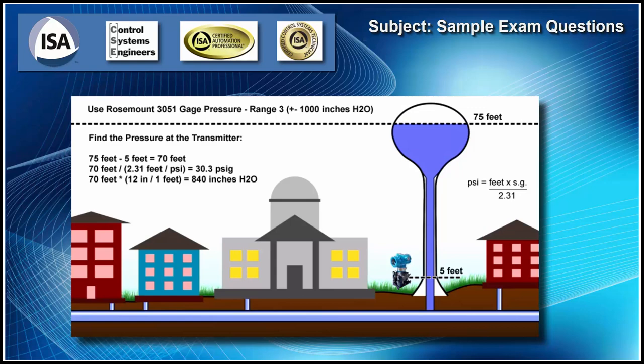Well, they probably won't ask this, but if they say what kind of transmitter would you use on it, it depends on what they're asking. But if we were using a Rosemount 3051, we'd use a gauge pressure transmitter. And if they were asking what size it would be, you would have to pick a range that has at least 840 inches of H2O. So like with a Rosemount, a range 3 would have plus or minus 1,000 inches, and that would be big enough.